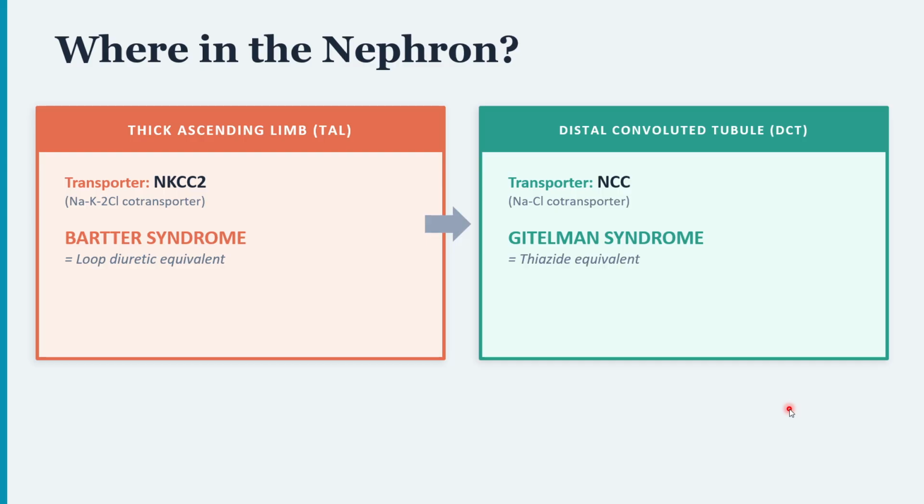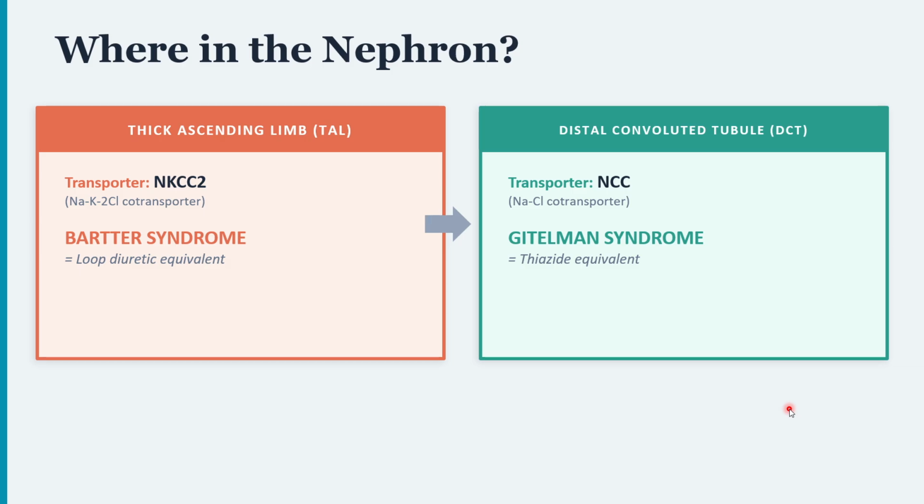Gitelman syndrome is a defect in the distal convoluted tubule. The transporter is NCC, the sodium chloride cotransporter, and this is the same transporter that thiazide diuretics block. So Gitelman is like being on a thiazide permanently.